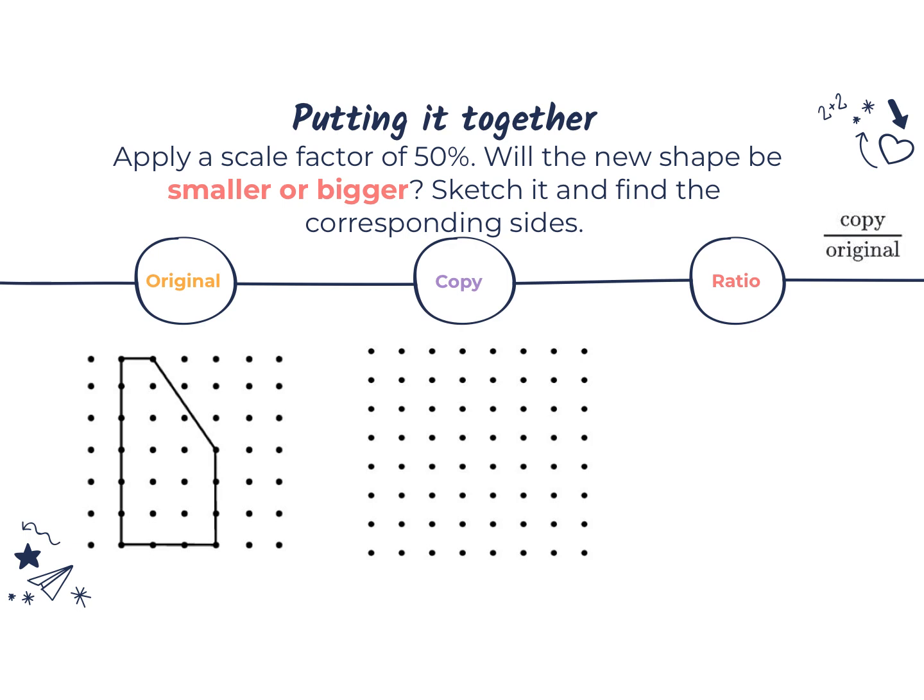So putting it together, apply a scale factor of 50%. We want 50% right here. Will the new shape be bigger or smaller? It will be smaller, right? Because 50% is less than 100%. So I want you to apply that scale factor, sketch it, and then find the corresponding sides. Use the formula and check your work. Make sure that you're highlighting each of the corresponding sides, and also make sure that you're writing all the side lengths down. Come back when you're done.